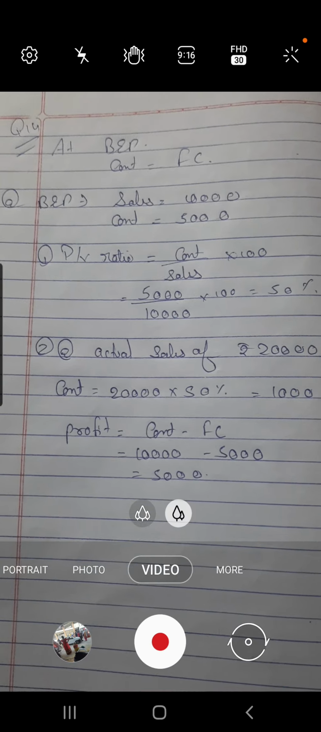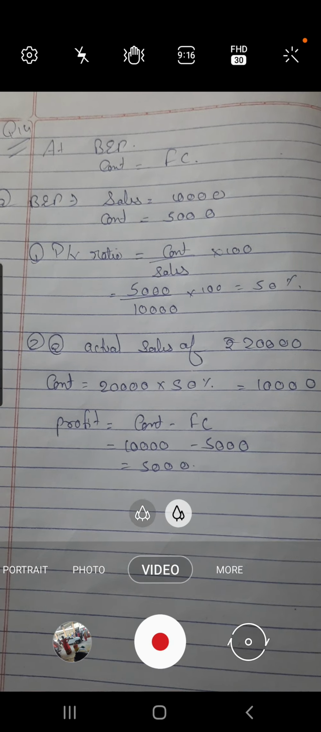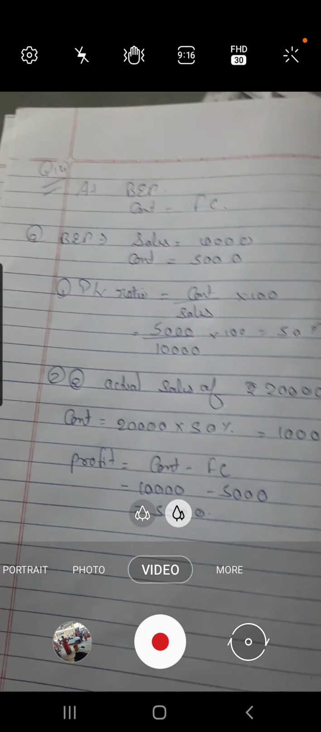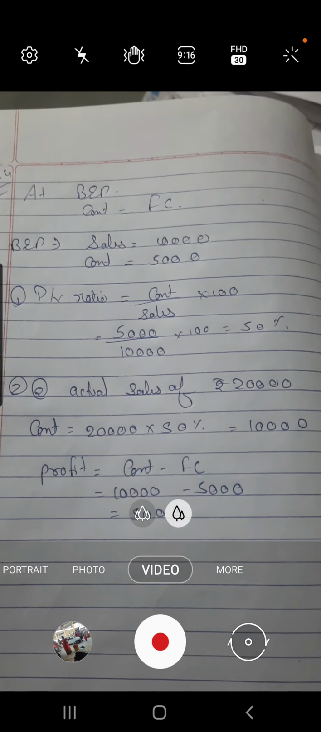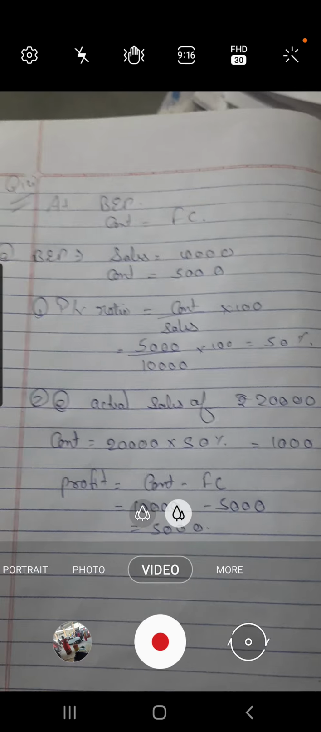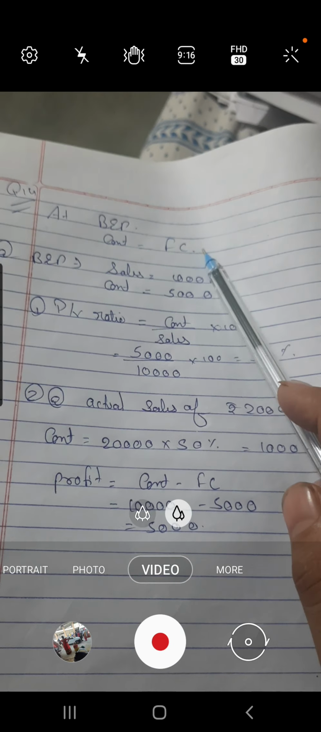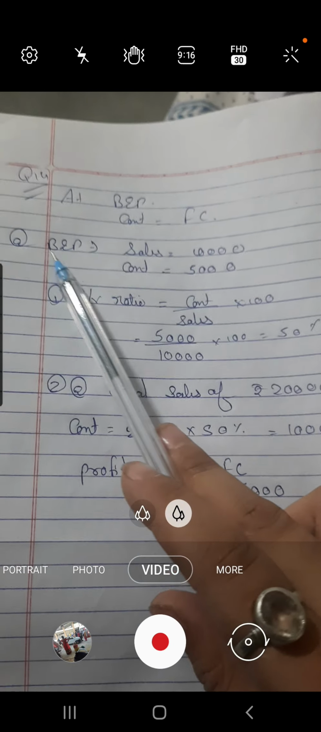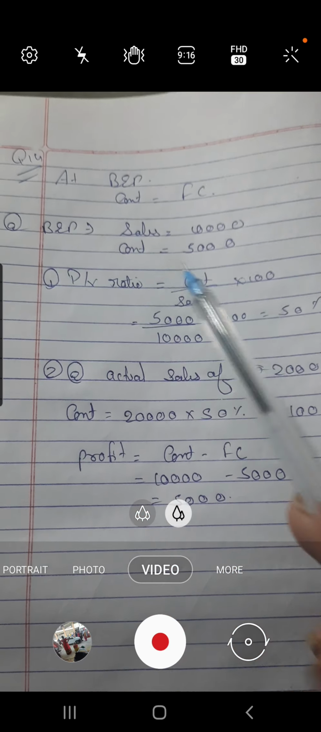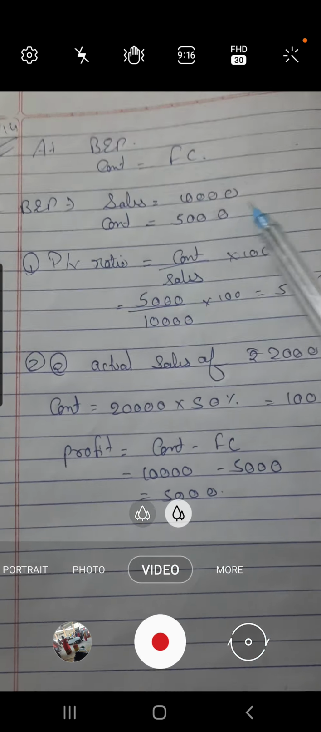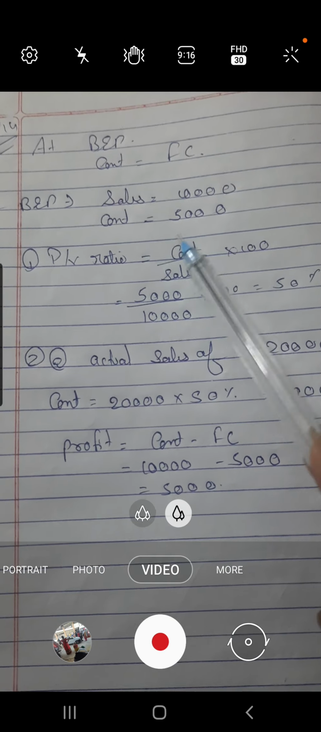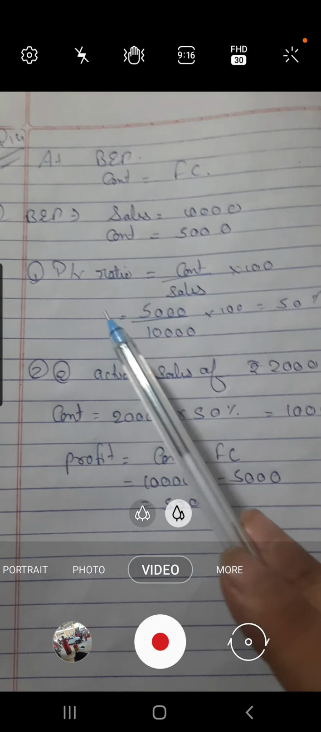At BEP, there is a provision given here that contribution is always equal to fixed cost. Then we have to find the PV ratio based on this. At BEP, sales is 10,000, and contribution and fixed cost are equal, which is 5,000.